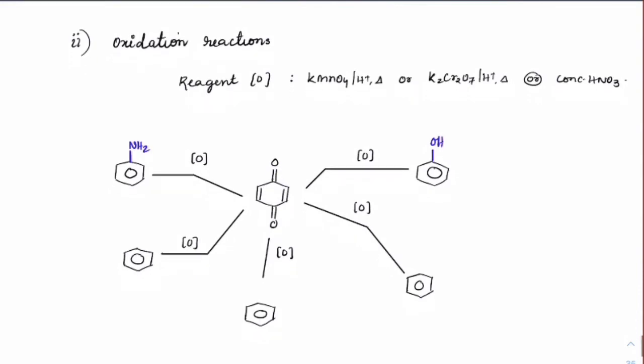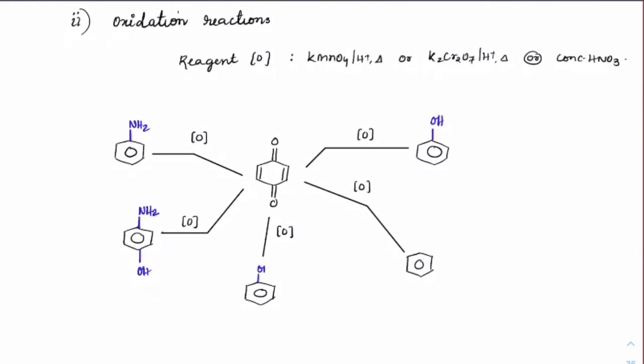Or if at all I have any combination of both, let's say I have a combination of NH2 and OH, got it? This would also give the same product. Even if you have quinol of this form, or if I have diaminobenzene, in all of these cases we'll always get the product as quinone. This is just to remember, no mechanisms needed for this.